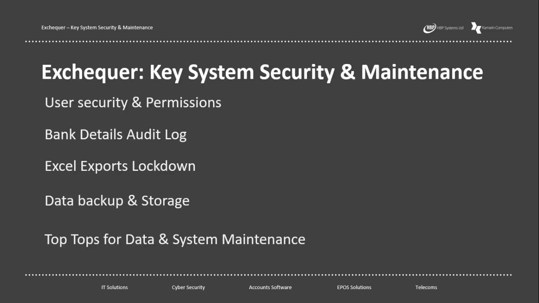So I'll be going through, like I said, key system security and maintenance for Exchequer, but just a little bit of summary of some of the sections that we're going to be going through. So we're going to look at the user security and the permissions first. So what we can do around tightening up that access, making sure only the right people have got access to the right areas of the system. Bank details audit log, so another big area, obviously sensitive information, banking information, and how you can lock down that section. I'm going to talk about some Excel reporting. So there's a new tool in Exchequer where you can export lists to Excel and how you can lock that down. We'll talk a little bit about data backup procedures and storage, and then I'll go through some tips for keeping the data clean, tidy and maintaining it.